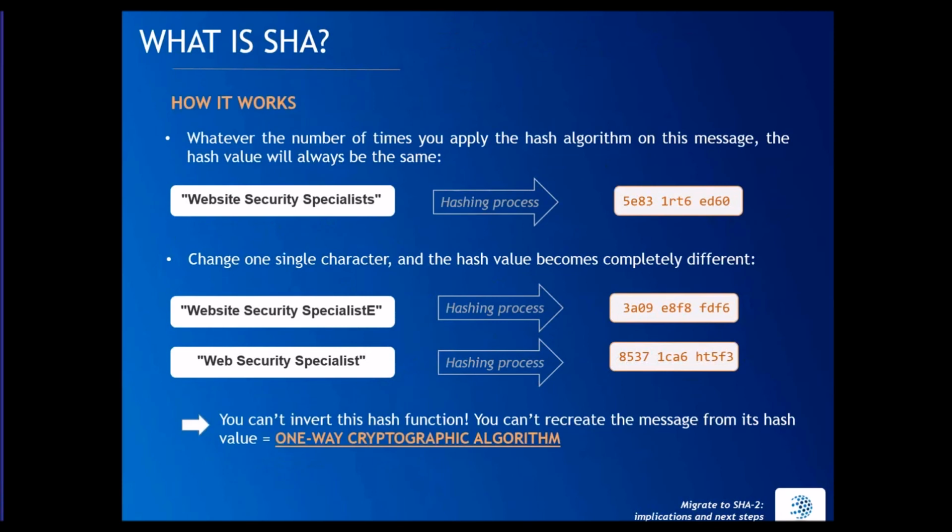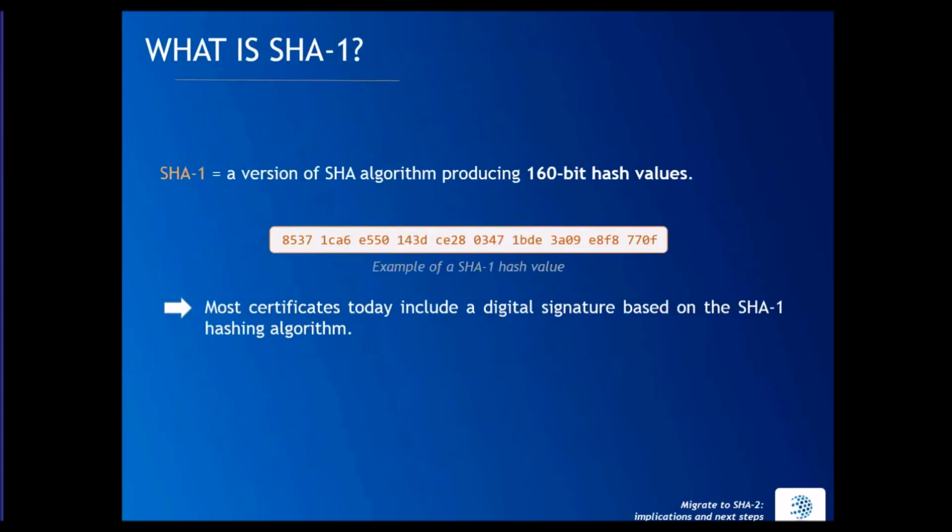Basically what we're trying to say is this is a one-way cryptographic algorithm, so it's actually considered practically impossible to invert. That is, to recreate the input data from its hash value alone. That is not possible. The input data is called the message, and the hash value is often called the message digest.